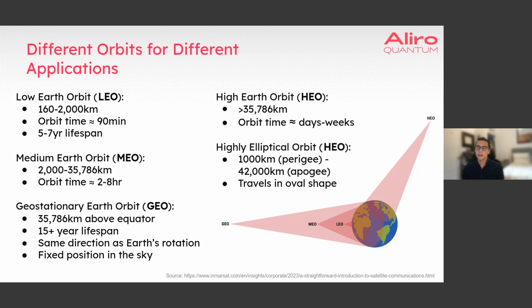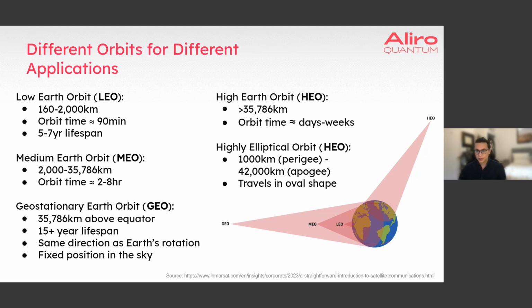As we move into medium Earth orbit, this is a larger range that can range anywhere from 2,000 kilometers to 35,786 kilometers. That sounds like a contrived number, but it is actually relevant, and I'll touch on it when I talk about the geostationary orbit. The medium Earth orbit time is anywhere from 2 to 8 hours. And again, it lies between this low Earth orbit and the geostationary orbit.